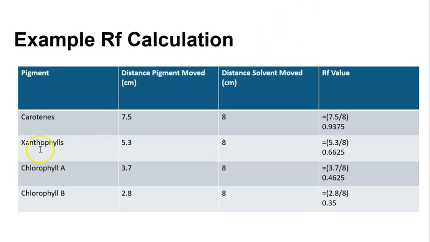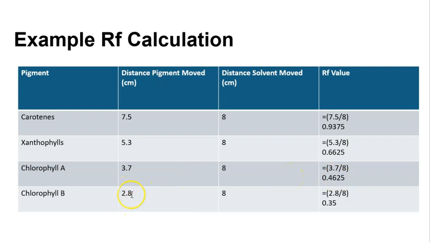0.9375. We see that xanthophylls in this example moved 5.3 centimeters up the paper in comparison to the 8 centimeters that the solvent moved, so 5.3 divided by 8 would be 0.6625 in this example. Chlorophyll A moved 3.7 centimeters. Meanwhile, again, the solvent moved 8 centimeters, so we would take 3.7, divide that by 8, and we would get an RF value of 0.4625.